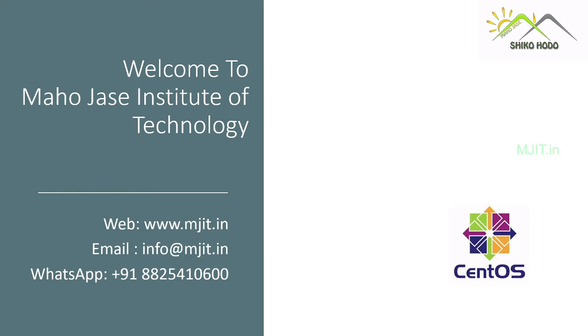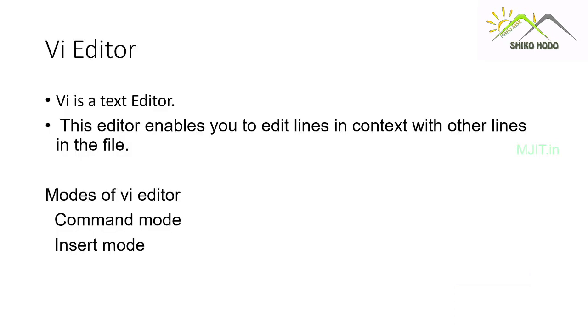Okay. Today's video session we are going to discuss the VI editor in Linux. In all Linux and Unix, the famous classic text editor is the VI editor. VI is a text editor. This VI editor allows you to edit a line in context. You can edit a line in the middle or top order, wherever you want to edit, you can use the VI editor.